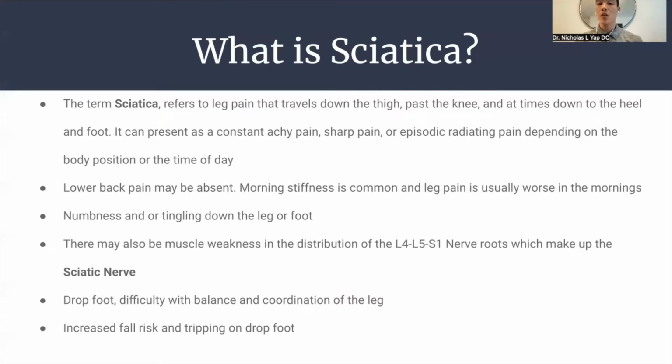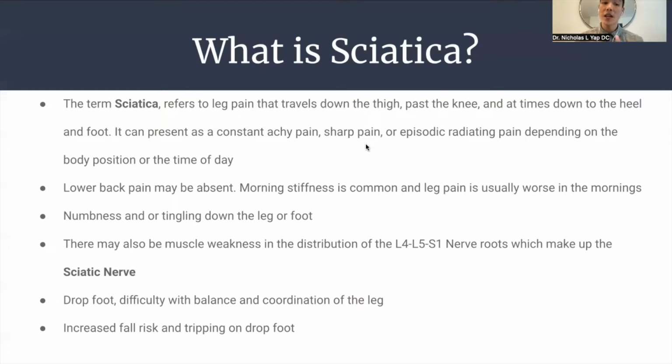Some other symptoms associated with sciatica include potentially numbness or tingling, like a pins and needles sensation, or maybe ants running up and down the leg or into the foot. There may also be muscle weakness, specifically in the muscles that are innervated or supplied by the sciatic nerve. In this case, your lumbar spine, specifically the lower levels, L4, L5, and S1, come together as a bundle and make up the thick and taut sciatic nerve.